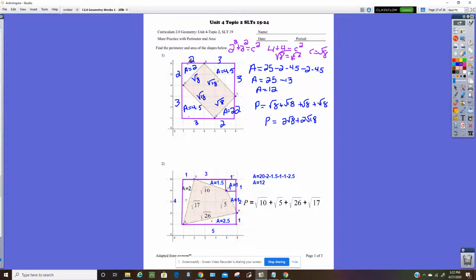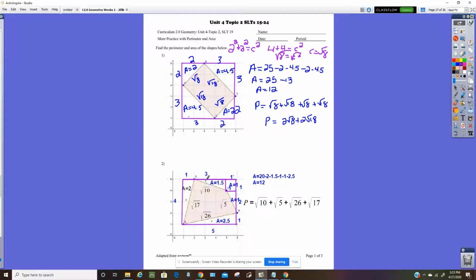So for the area, this is actually a square here, 5 by 5, so 25, and then I subtracted out each triangle area. So 25 minus 2 minus 4.5 minus 2 minus 4.5, that's 25 minus 13, so the area is 12. And then the perimeter, just adding up the sides: the square root of 8 plus the square root of 18, the square root of 8 plus the square root of 18, so 2 square root of 8 plus 2 square root of 18. And on the check for understanding, you just put this on the calculator to find the approximate value.